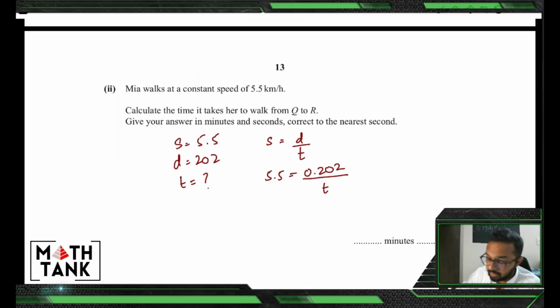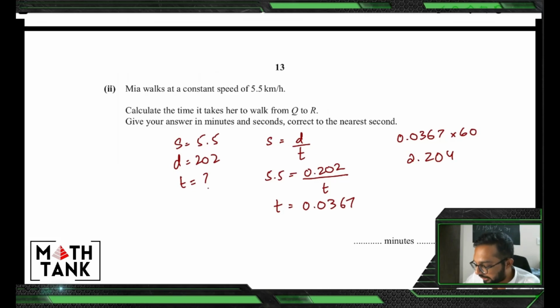It's best to first come up with a number that you want as your final answer, and then you can go on and change it into the required units. So if I were to write this as a decimal, 0.0367 multiplied by 60. What does that give you?